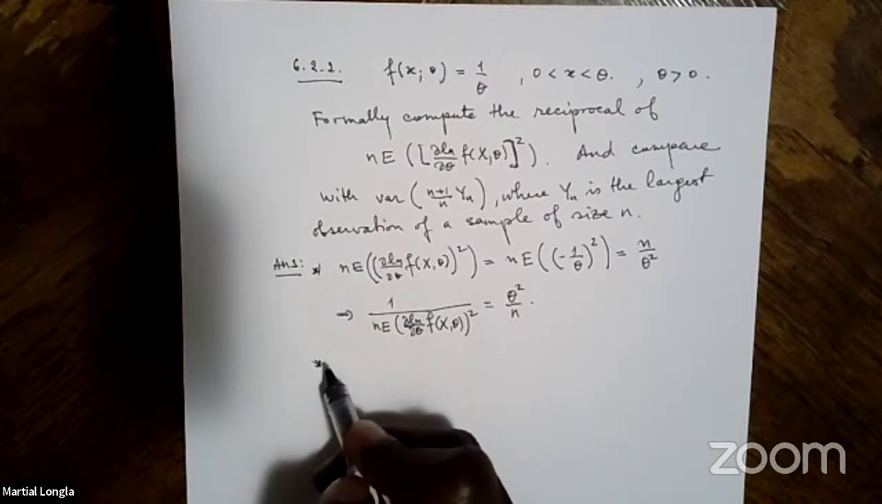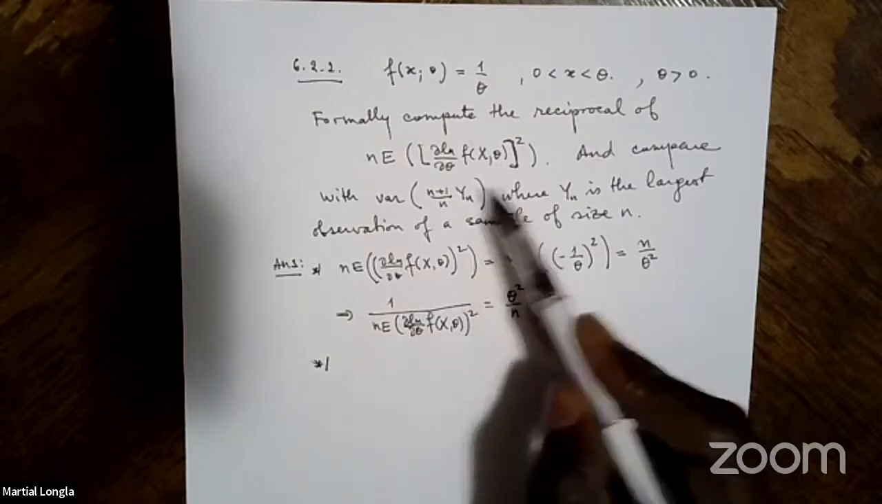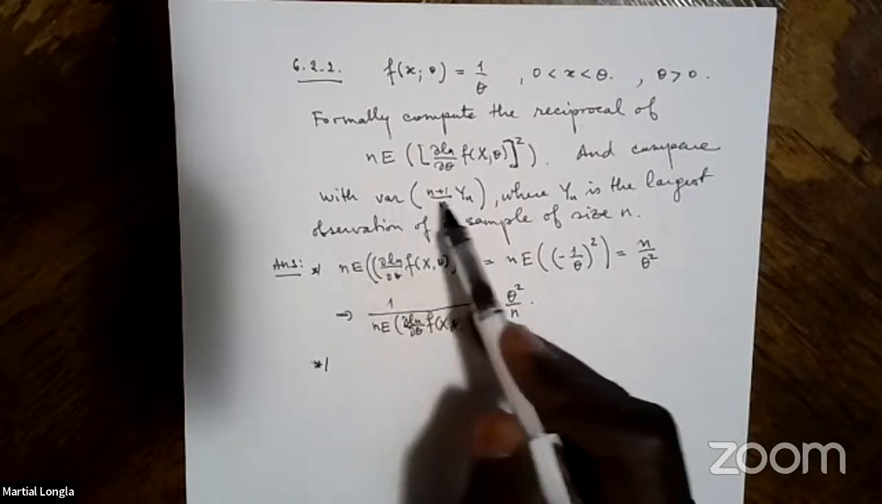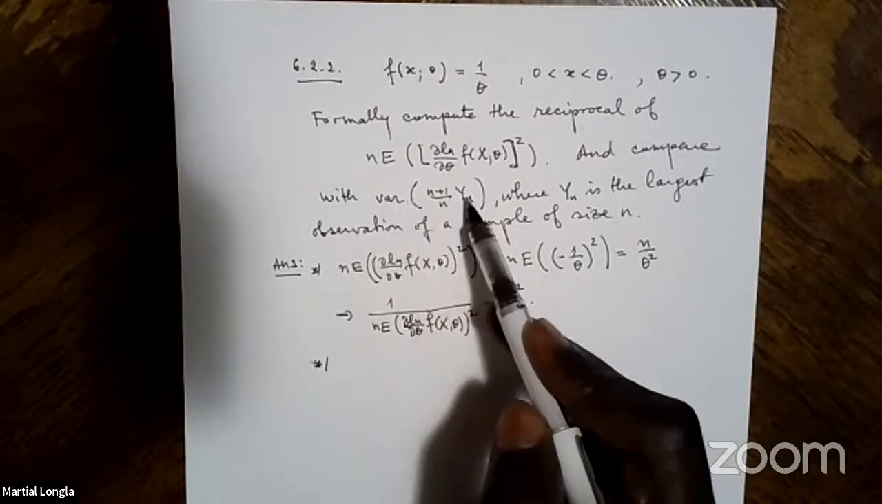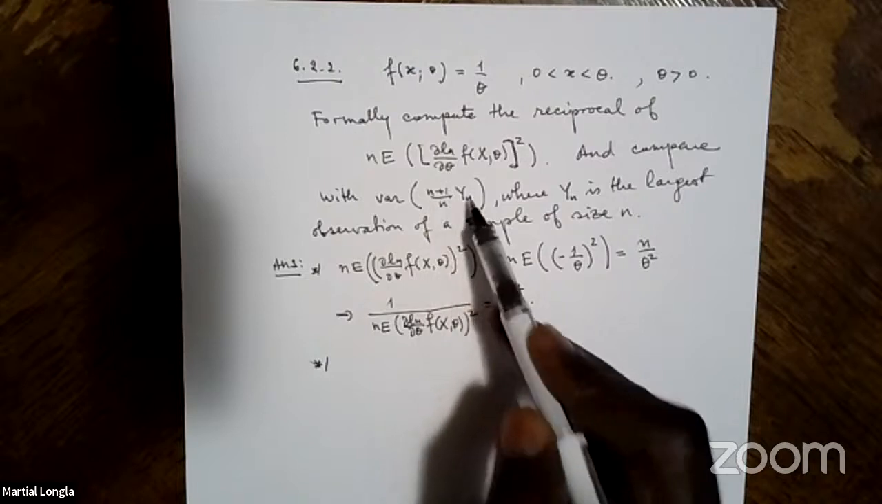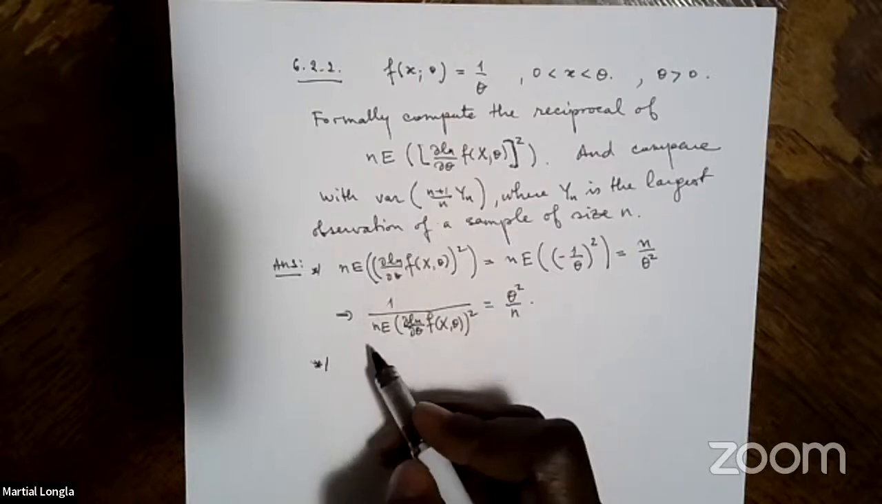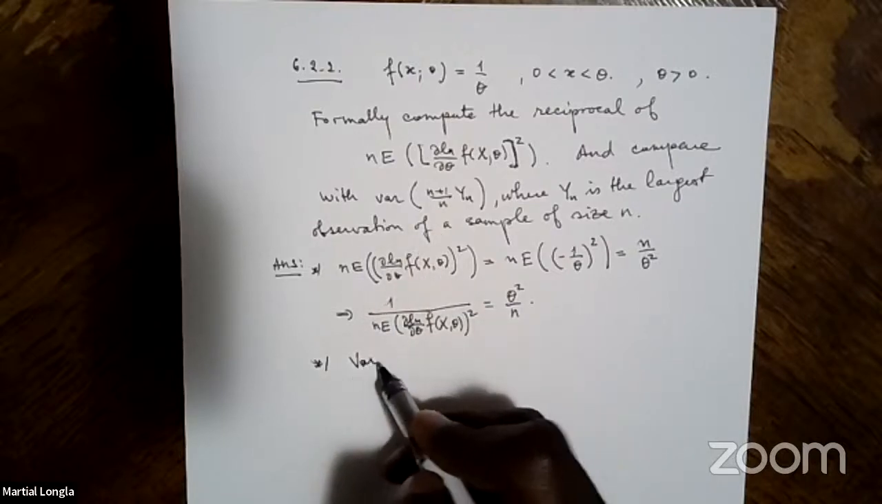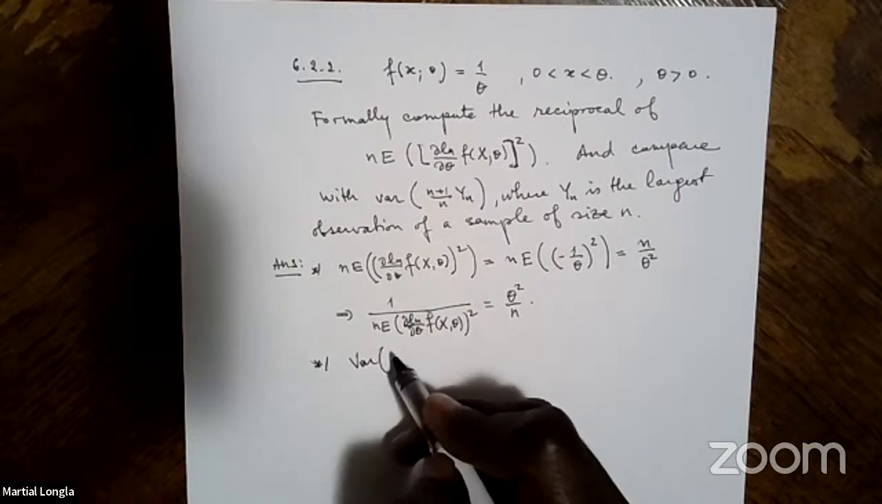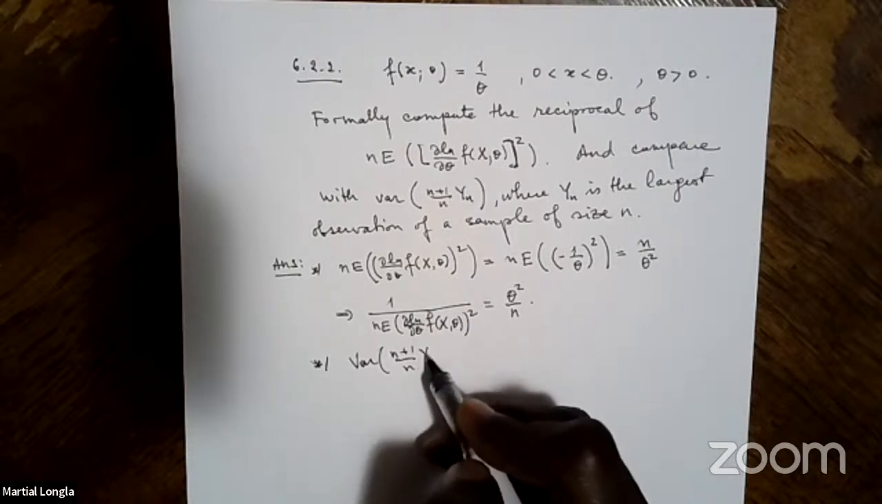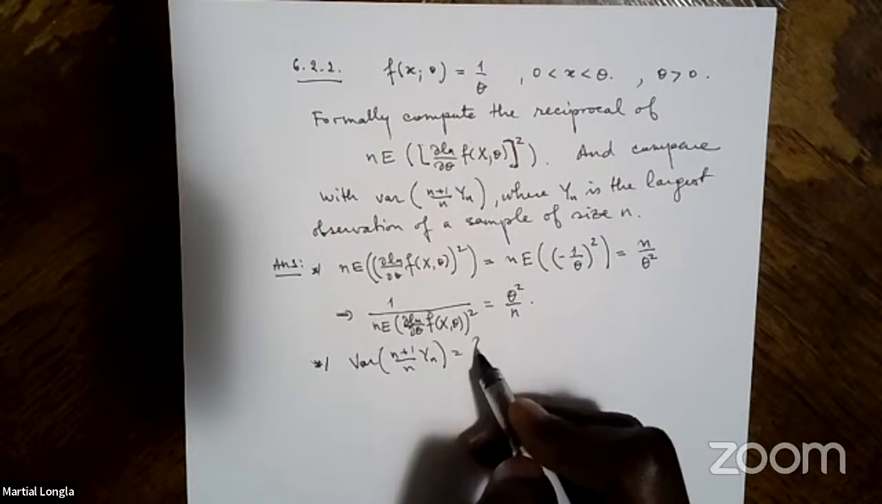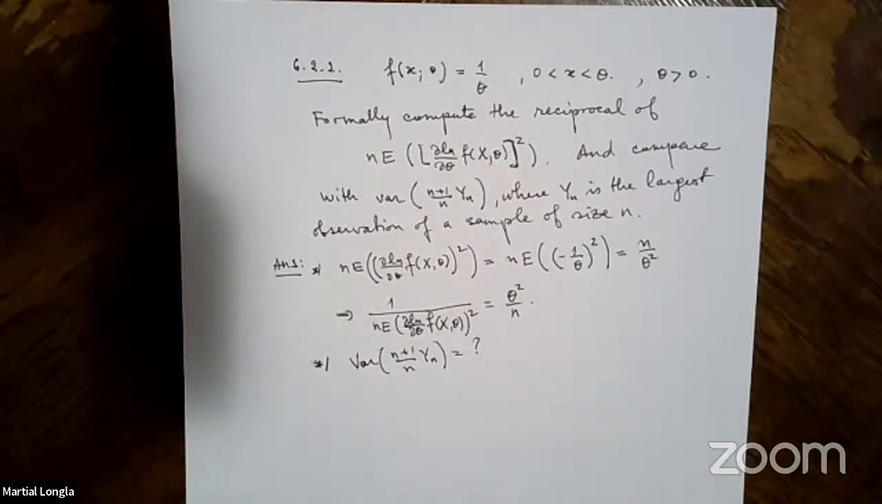In the second step of this answer, because they want you to compare this to the variance of (n plus 1) over n Y_n, where Y_n is the largest observation, you want to be able to find the variance of (n plus 1) over n Y_n. How do you find that? Well, first of all, you have to remember what the distribution is. Find that distribution and then from it find its variance.